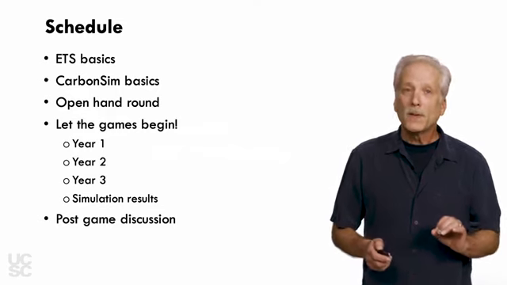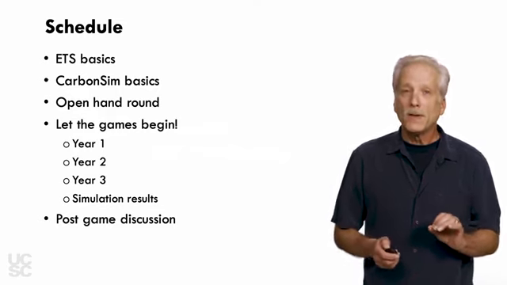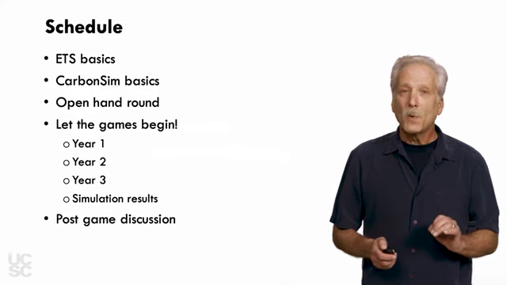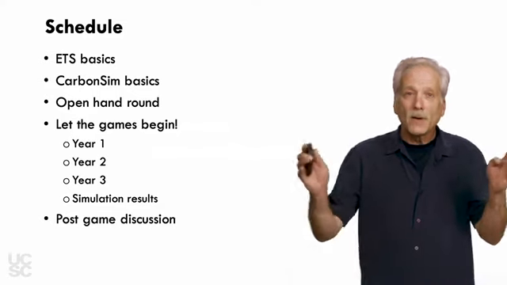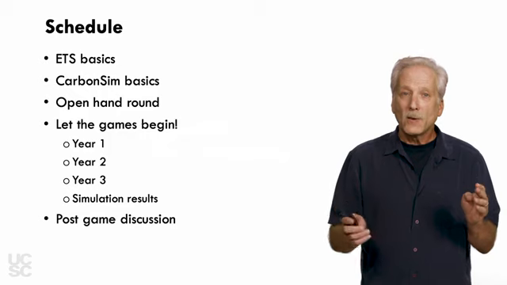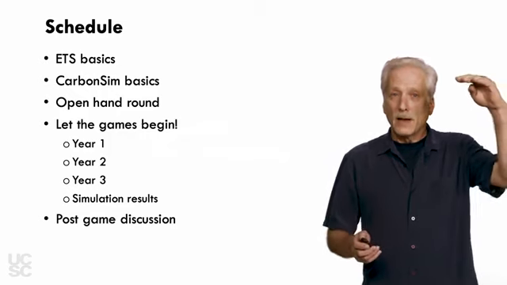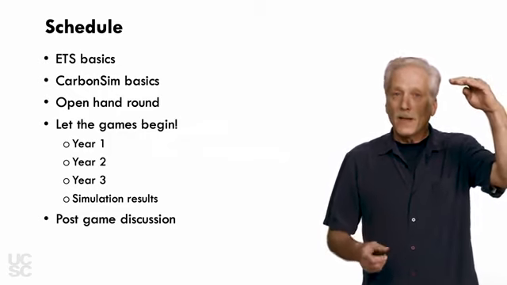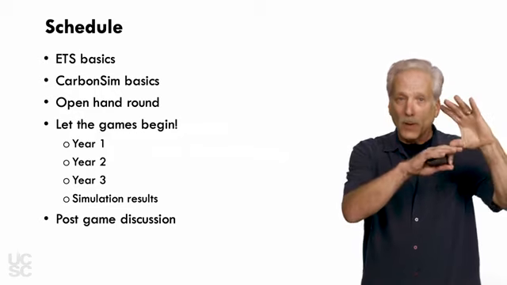Then we're going to start with year one. Year one is going to be an abbreviated year. Over the course of 20 minutes, you're going to have an entire year compressed. And during that year, you're going to have a company that starts with emissions that are greater than the allocation. There's going to be a shortfall.